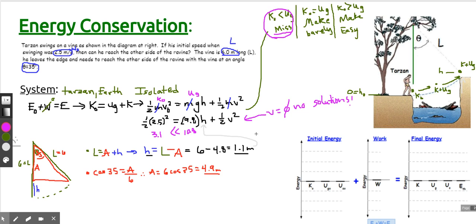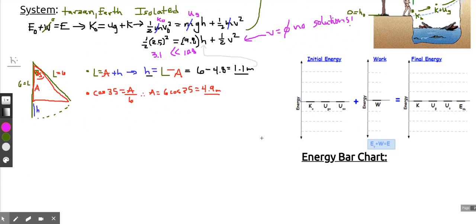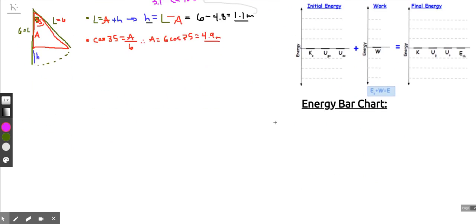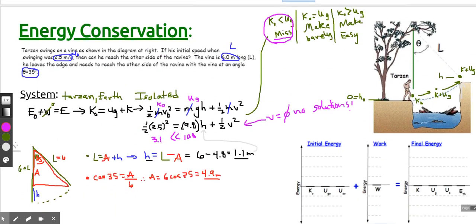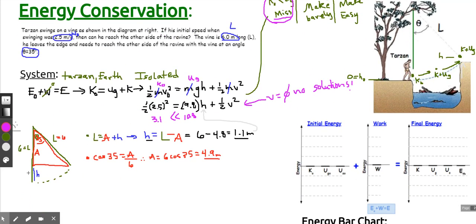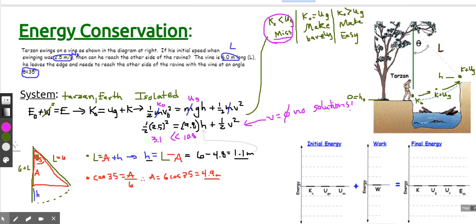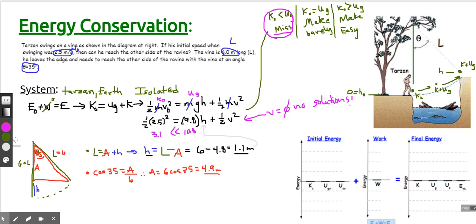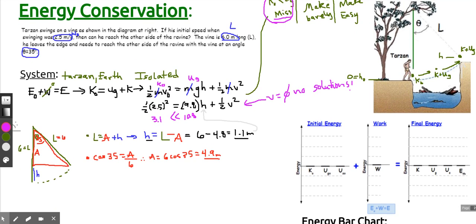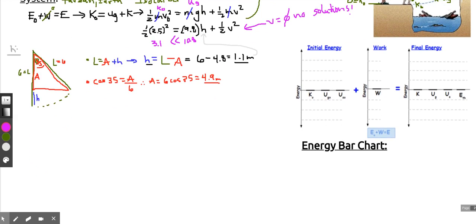I want to just take a moment here. By the way, we had to do a little bit of geometry, which was the most annoying part of this, with how our vine swings around, and we had to be careful about that. But hopefully that gives you a good idea how to approach an open-ended problem for energy transformations. And I would like to just do an energy bar chart real quick.